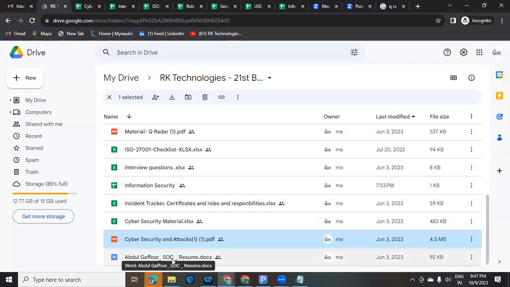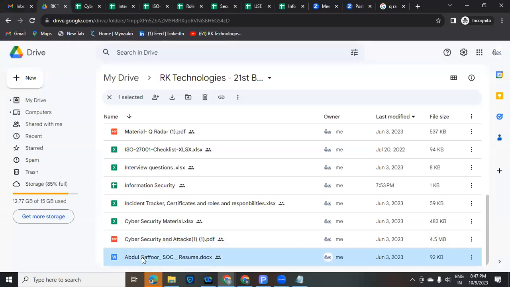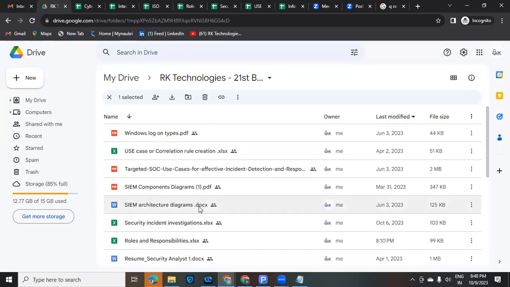Next one is one more resume I attached. I think this resume is good for either Harsha, or maybe Bindu, or maybe Sai, not Sai Teja, one more Teja, and who else? Preetham, not Preetham. Additionally, Madhu. You can use this resume, Abdul Ghafoor's resume. He has more than 10 years of experience. He put 10 years of experience, so you can use this resume. For freshers, you can use this resume.